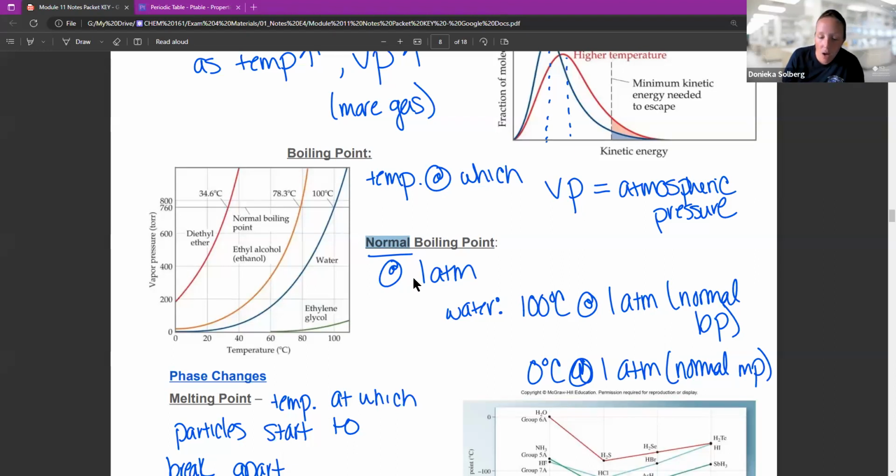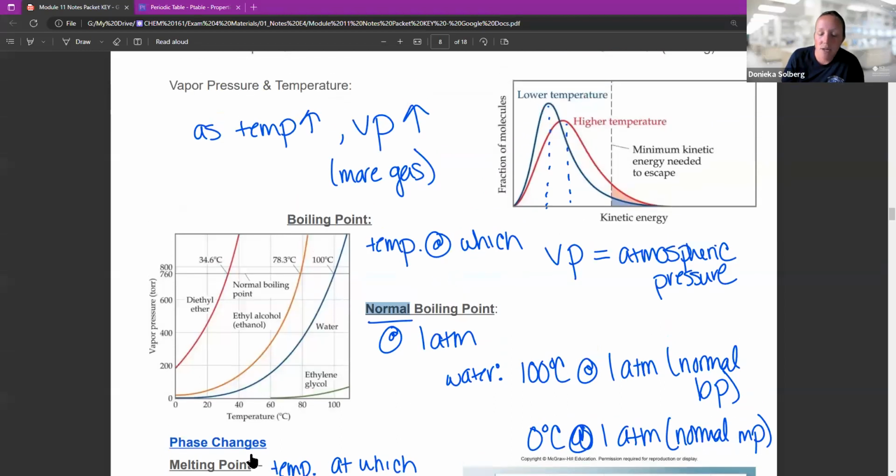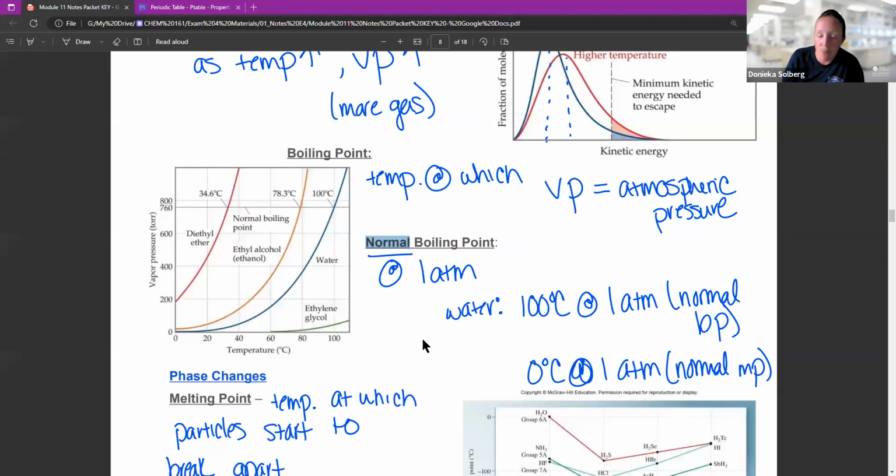Okay. So I think that was all I was going to talk about on that one. Because we're going to get into phase changes and how to determine what's going on with those.